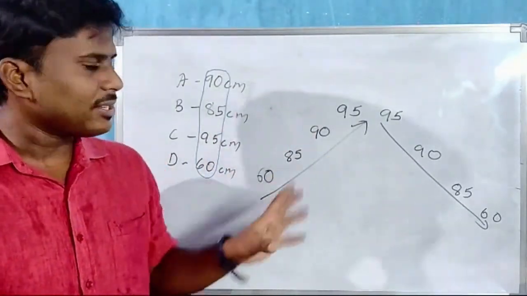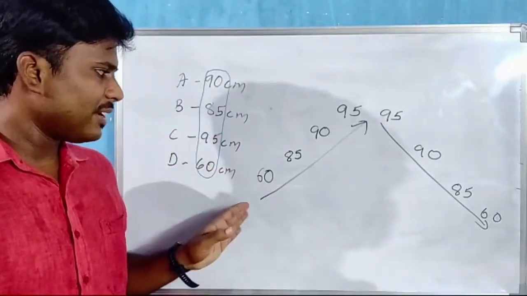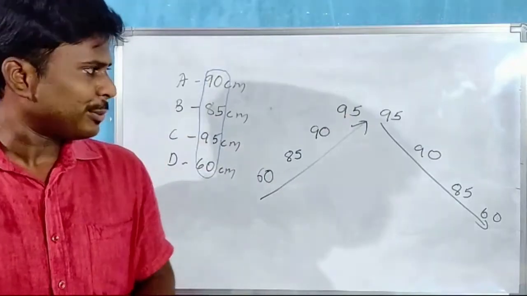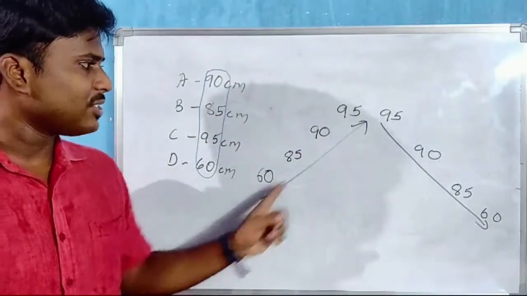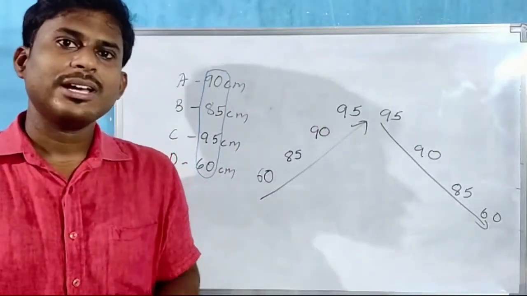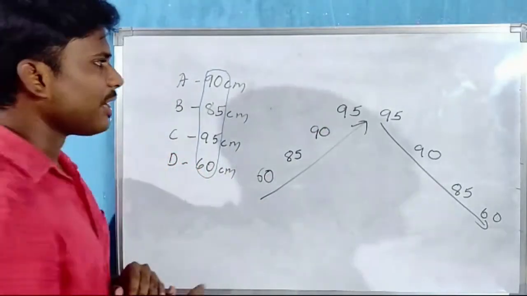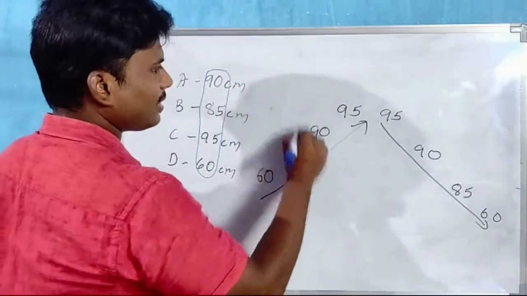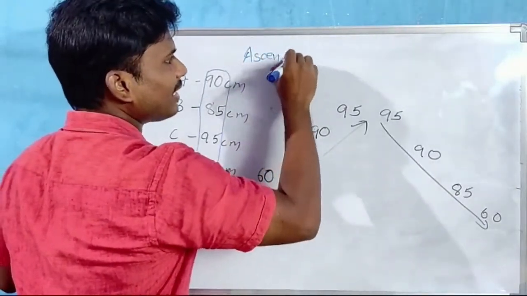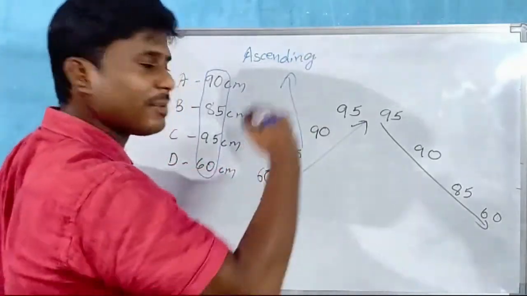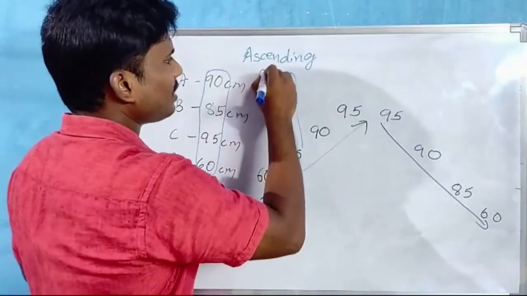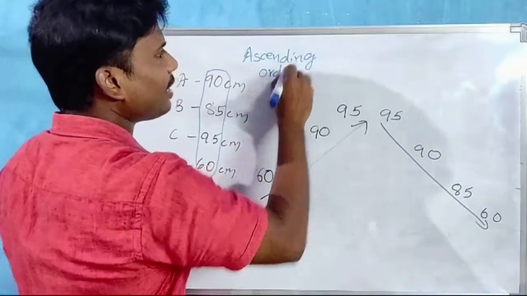So when we are comparing like this, we can arrange in 2 ways. Whether we can increase the order or we can arrange them in the decreasing order. Increasing order is called ascending order. Decreasing order is called descending order. So let me write here. This is ascending order. That means increasing order from smaller number to bigger number, the smallest number to the largest number. So this is ascending order.